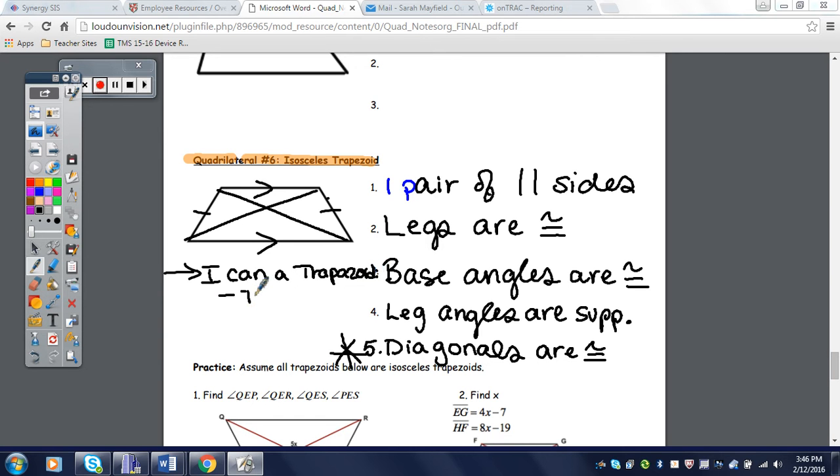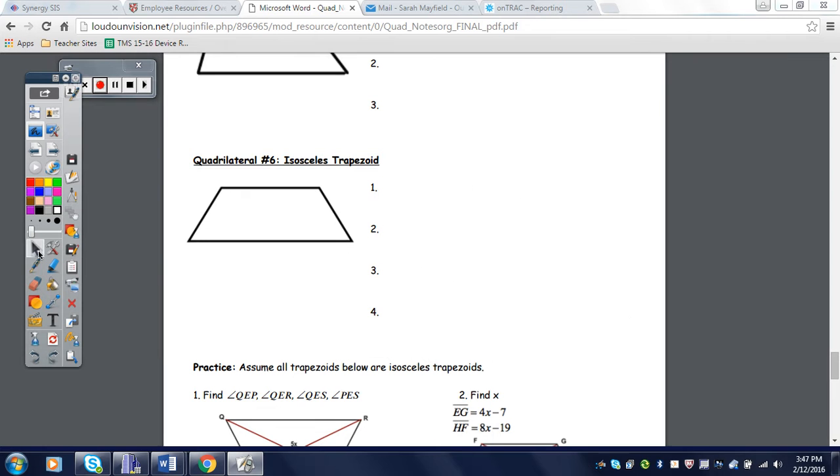I can call a trapezoid, oh, I'm sorry, an isosceles trapezoid, excuse me, let me repeat. You can call an isosceles trapezoid 3 things. You can call it an isosceles trapezoid, you can call it a trapezoid, and you can also call it a quadrilateral. Okay? These 5 main characteristics you need to be able to know, as well as the different names of a trapezoid. So let's check out some of these practice problems.